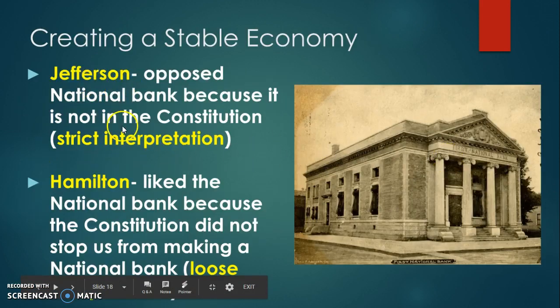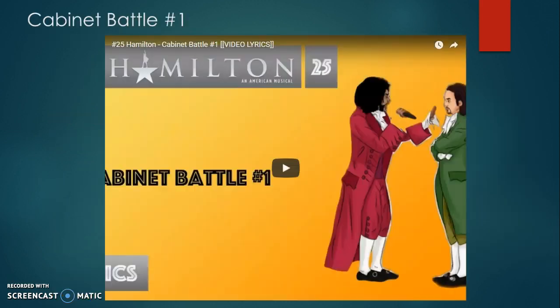Now, Jefferson was very opposed to it. He said, no, it's not said. You can't do it. You just can't do it. Hamilton, on the other hand, said, yeah. Washington agrees with Hamilton, and the National Bank is set up.